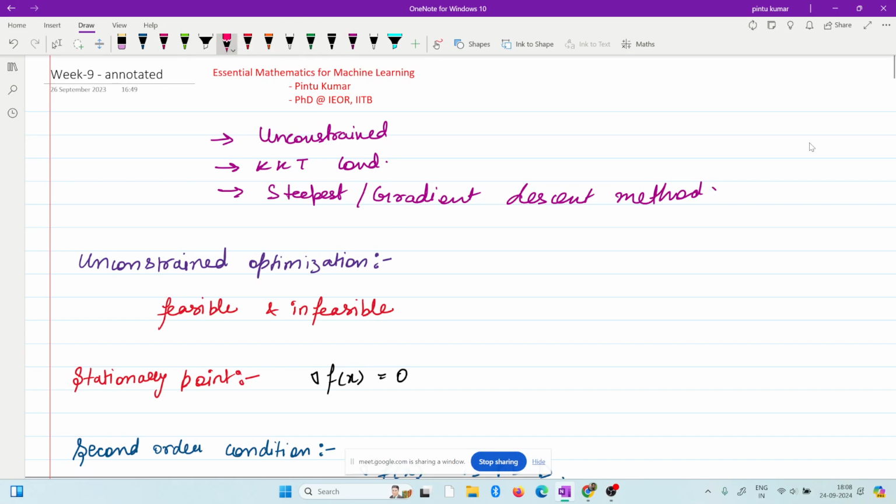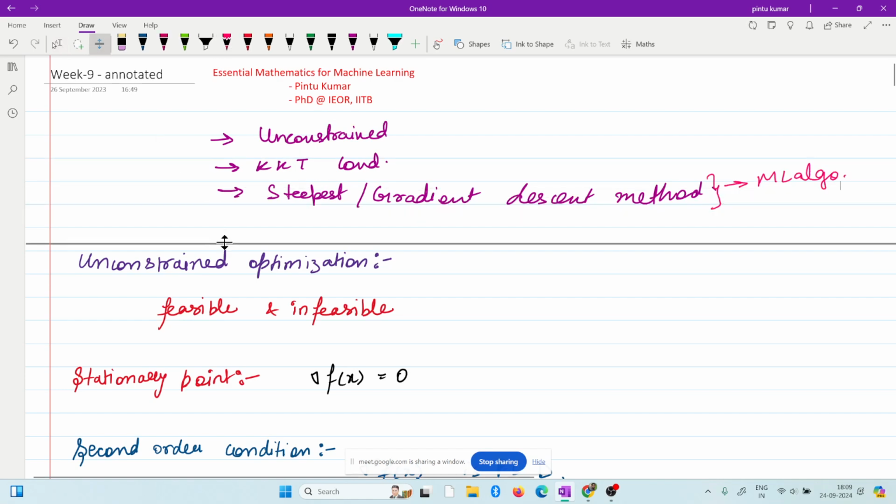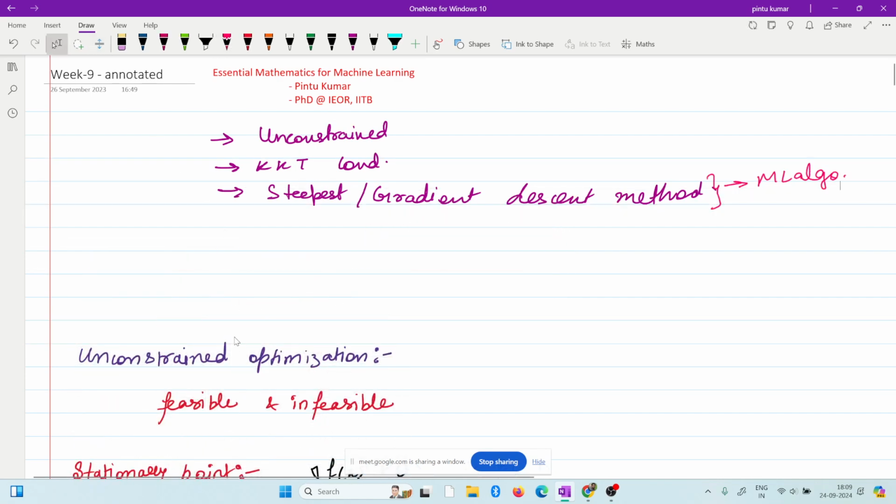I think this topic was covered in the course, but I want to give some more insight about steepest descent or gradient descent method, from the perspective of how you apply it to some machine learning algorithm. Mathematically this topic has been covered, but I'll talk about it from an implementation point of view. And then we will look at some other methods like Newton's method, or penalty function method.